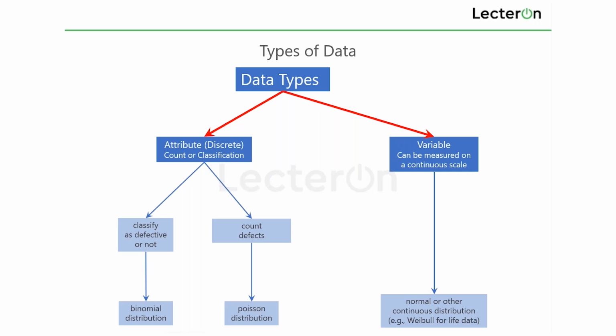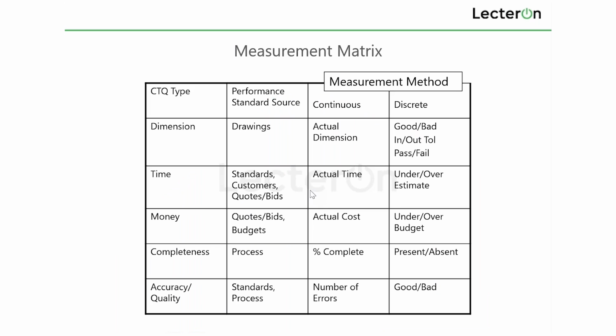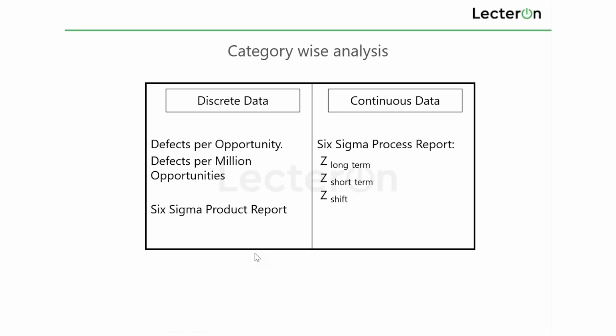Great. So let's move ahead. They have given some indication of continuous and discrete. Depending on the data type you have, you would calculate the capability accordingly. In continuous data, you would report Z long term, Z short term, or Z shift. The Z value is basically the sigma value of a process. For discrete data, you would report DPO, defects per opportunity, and DPMO, defects per million opportunities.